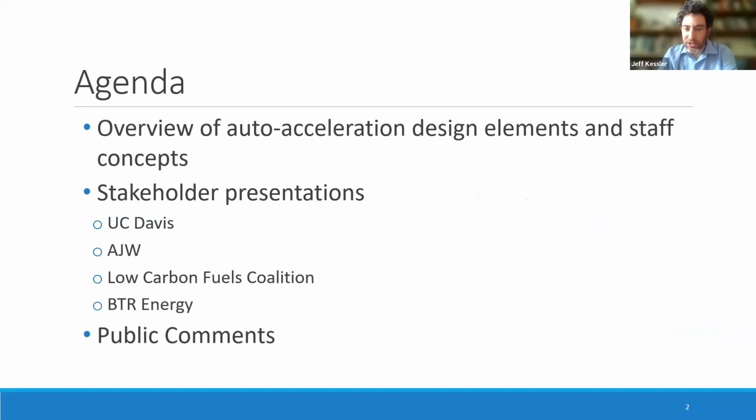So the staff presentation is going to provide a brief overview of auto acceleration mechanism design elements, and then we will finish our presentation by providing some concepts that staff have developed. We appreciate stakeholder feedback on all of the staff concepts. In addition, we have invited several workshop participants that had previously participated in the public comment process relating to auto acceleration mechanism or step-down design considerations.